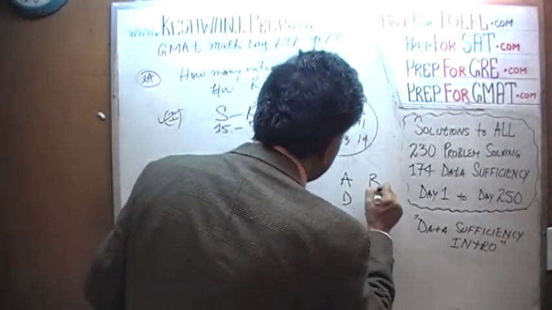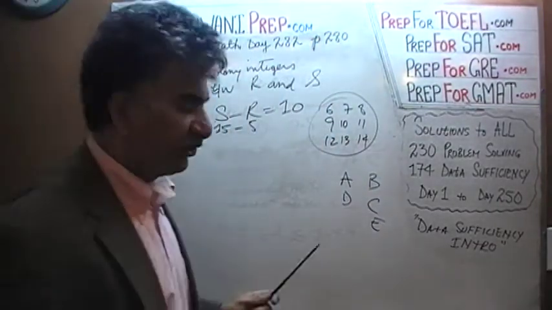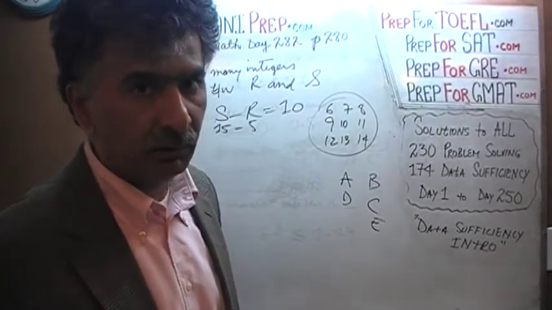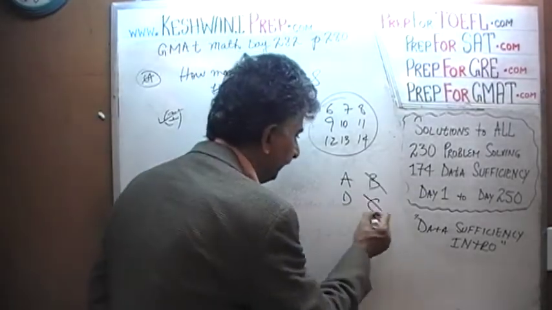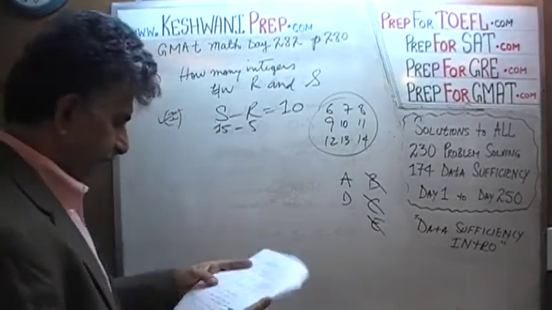AD, BCE. AD, BCE. Since we just established that the first statement by itself does the job quite nicely, we know now that the answer cannot be B, C or E. It would have to be either A or D. Let's look at the second statement.